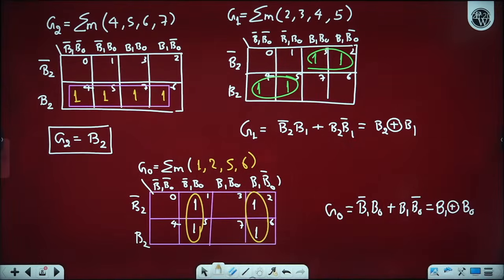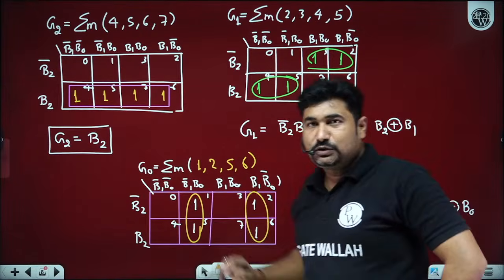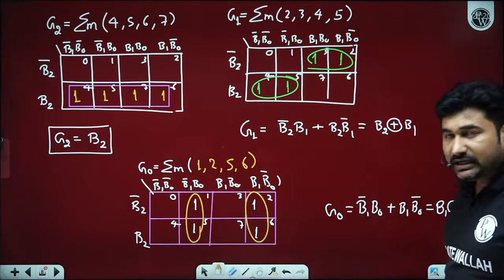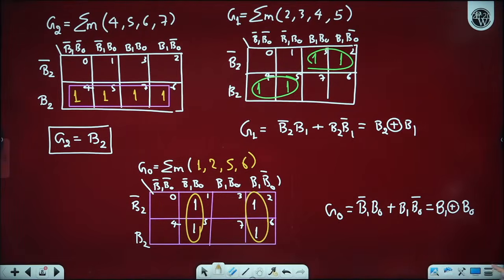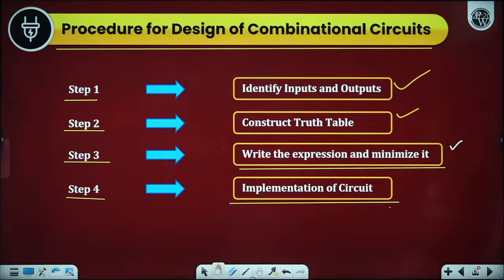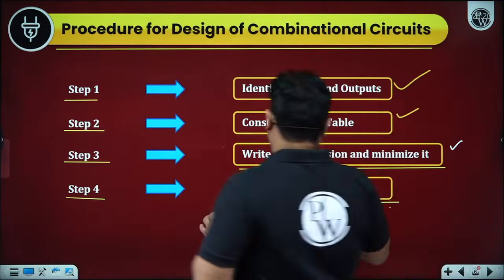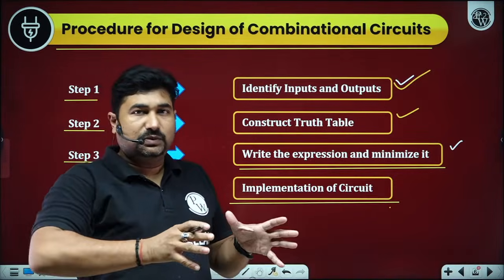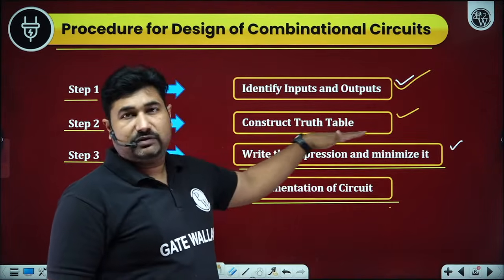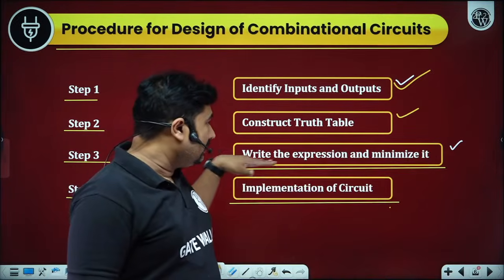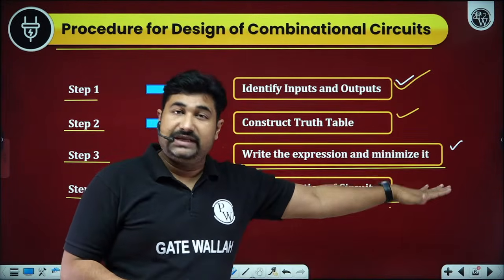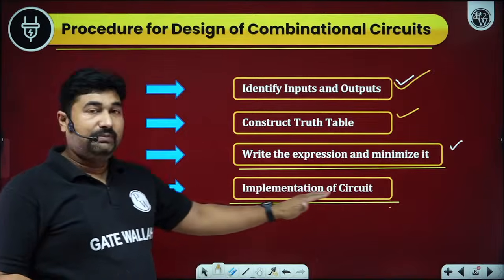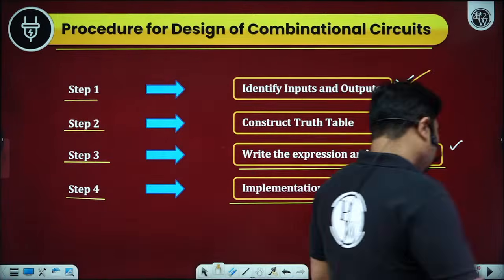Is it okay? So now we have the expression of output G2, we have the expression of output G1, and we have a minimized expression of output G0. To design any combinational circuit, first we have to identify the inputs and outputs. We have observed how to identify the inputs and outputs, and we know about the relation. Accordingly, we have to construct the truth table. Then write output logical expressions and minimize them. In the last, implement the logic circuit.